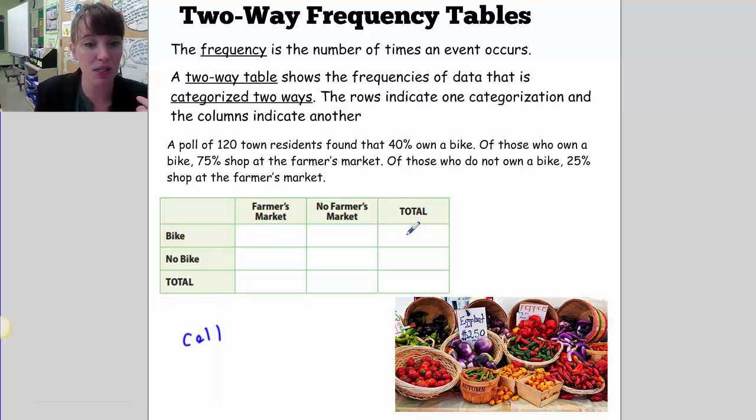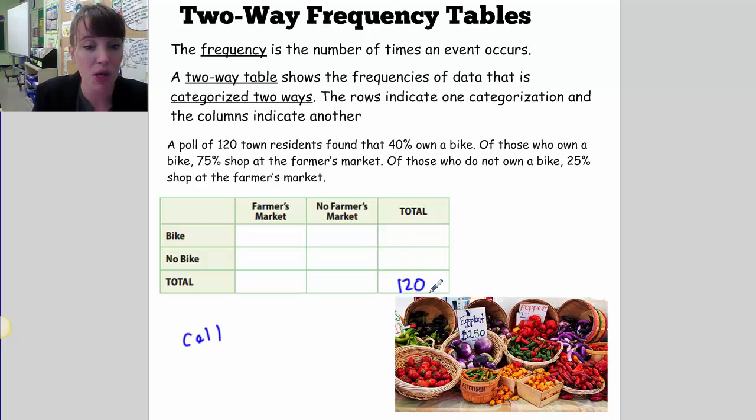Whereas right here, this is a row total. It's the end of the row. So this row total indicates how many people own a bicycle, for instance. And this one would be how many people do not own a bicycle. This one would be how many people go to the farmer's market, and this one would be how many people do not go to the farmer's market. And this right here is the total. This is always the total of everyone in the survey.